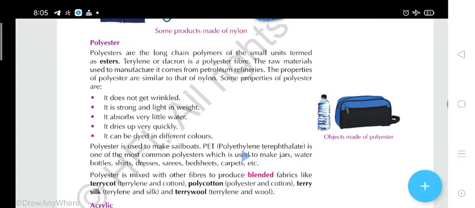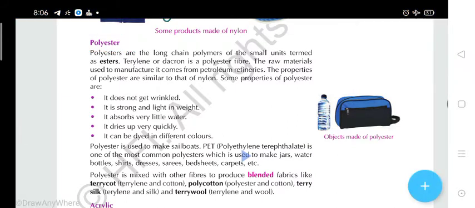So students, in class 8 science subject, third chapter, we were discussing the synthetic fiber. And in the synthetic fiber, we had discussed the rayon and the nylon. Today in this class, students, we will talk about polyester. And polyester is also another type of synthetic fiber.